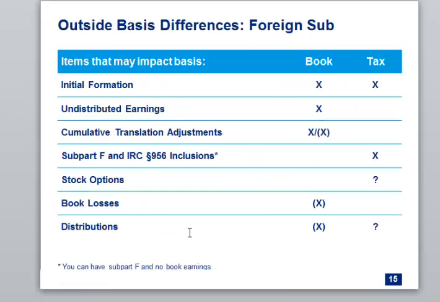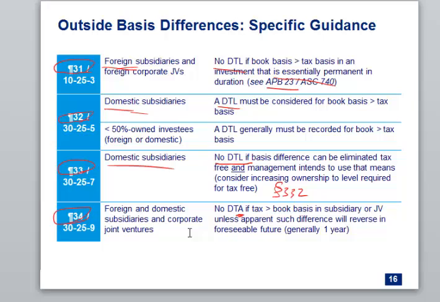What paragraph 34 says is you can't book a DTA unless you're going to realize it in the foreseeable future. So the rule doesn't work in parity with the DTL rules. You can only book a DTA if you have a plan to realize it. Most companies would have trouble satisfying that requirement.